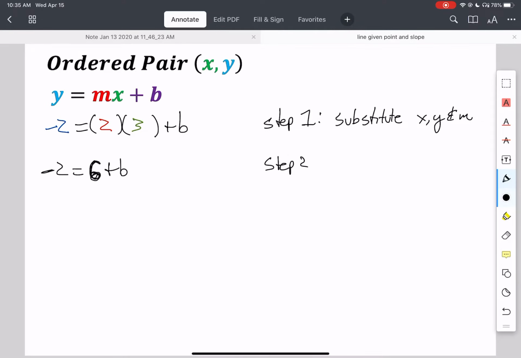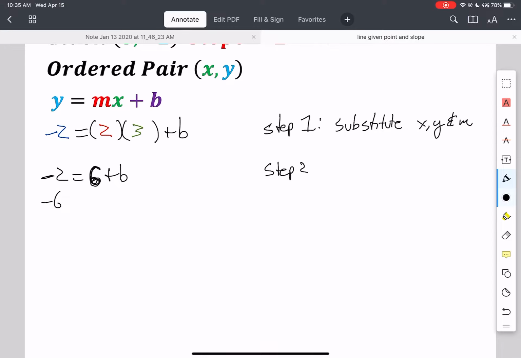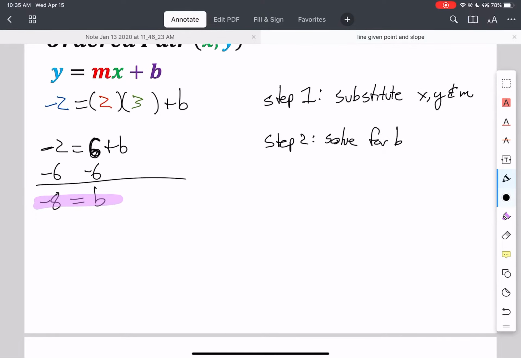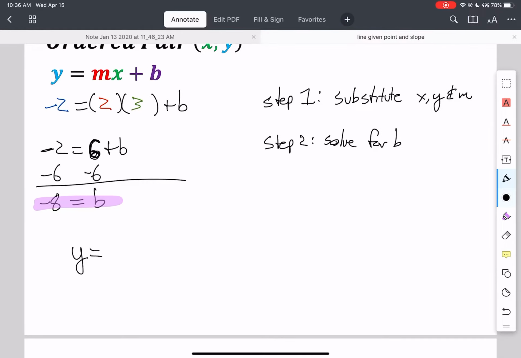So I will subtract 6 from both sides, which gives me negative 8 as my b value. Now that I know b, I can substitute the m and the b into the equation. So y and x will stay as y and x. y equals 2x minus 8, and that's my final answer.